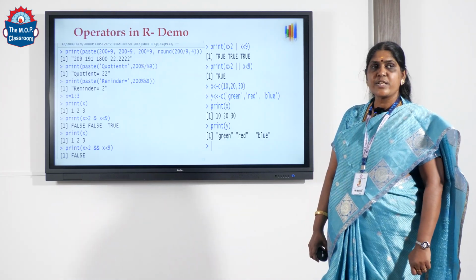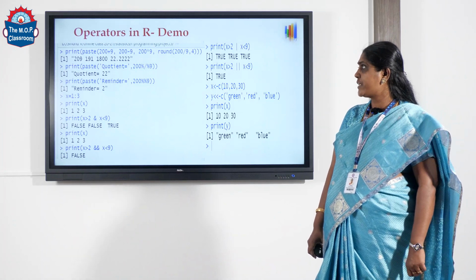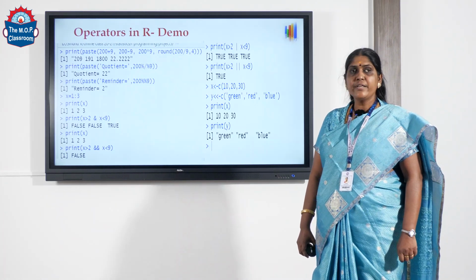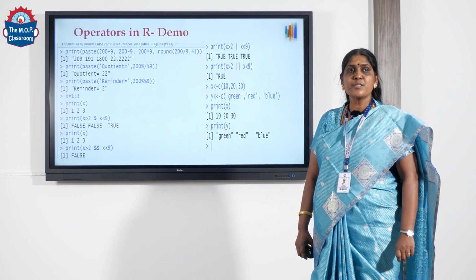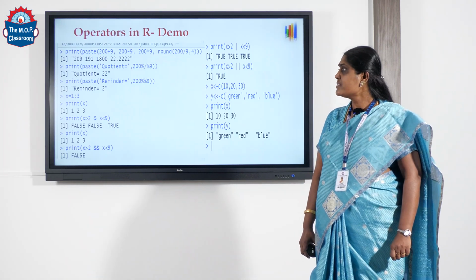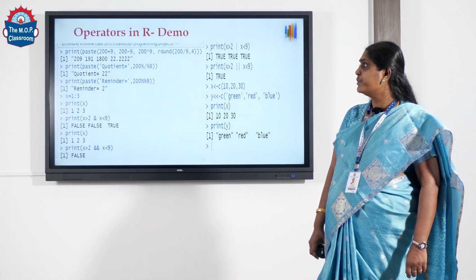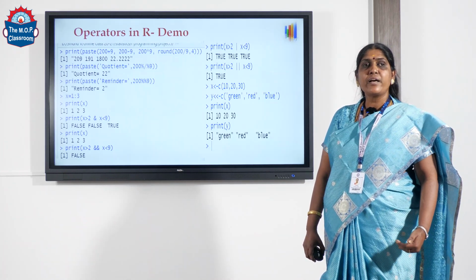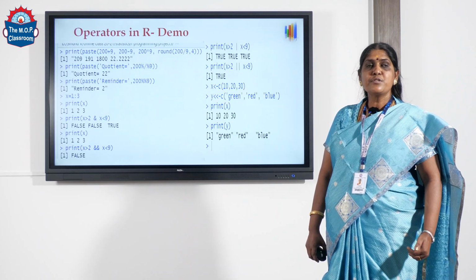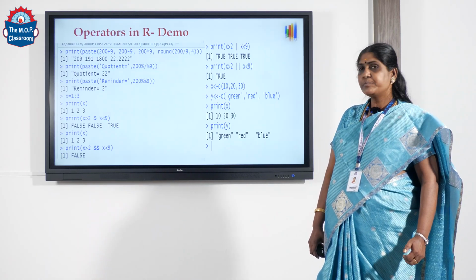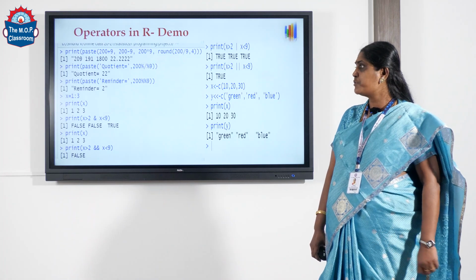Next is the statement to print the quotient. So we write 200 %/% 9. What is the answer? Only the quotient is given as the answer, that is 22. And what is the remainder for this? Again it can be printed using 200 %% 9, which is 2.